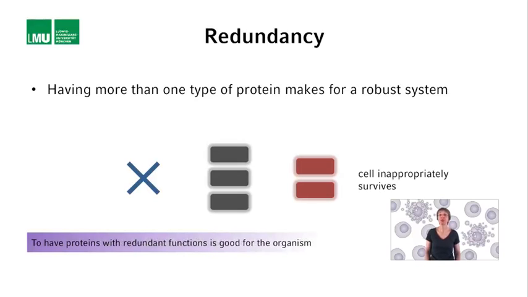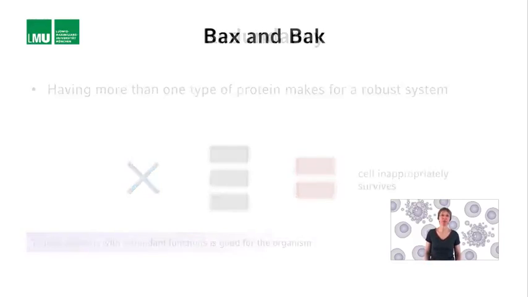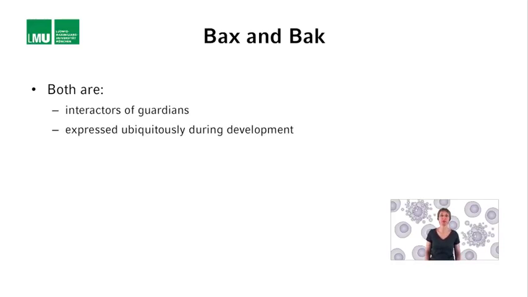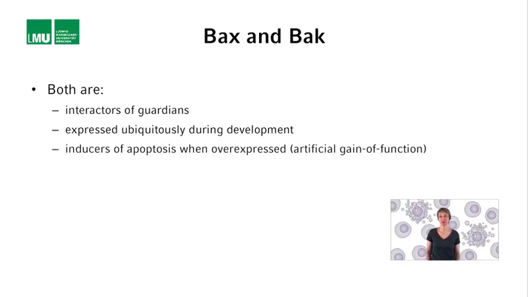To have proteins with redundant functions is good for the organism, but it makes the analysis of these proteins and the genes that code for them harder. The 2 effectors, Bax and BAK, are a good example for that. Bax and BAK both were identified as interactors of guardians. Both are expressed pretty much in all tissues and during all developmental stages. And both were shown to, when overexpressed in cell lines, induce apoptosis.